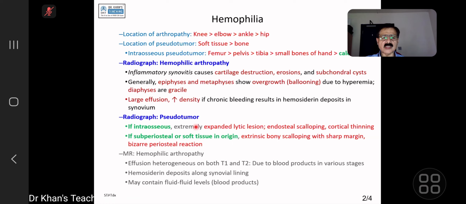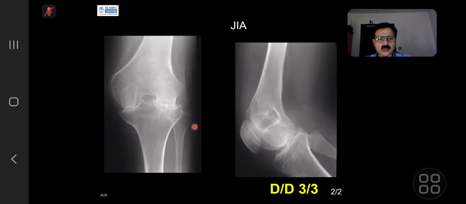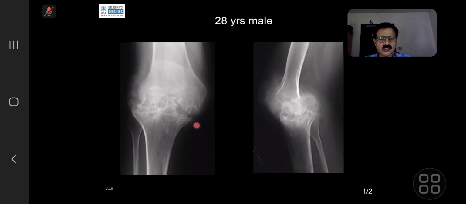And the key differential is JIA, juvenile idiopathic arthritis. So let's go back to the case which the candidate described very well. If you see here, look at the epiphysis, overgrowth. It is larger as compared to this one. Intercondylar notch is widened. And then look at the articular surface, it is irregular and there are cortical erosions, etc.